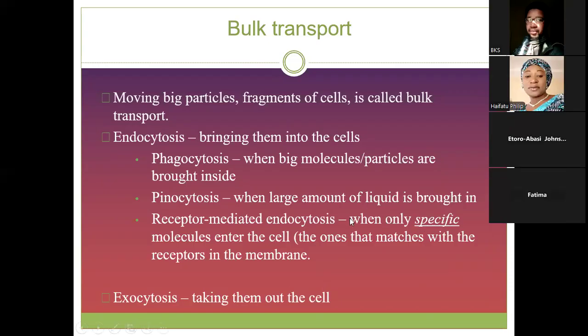So I'm saying in endocytosis, we are talking about bringing into the cell. So when you have bigger particles, in this case, we are not talking about the movement of one particular molecule, rather a movement of a number of molecules together, transported in bulk.